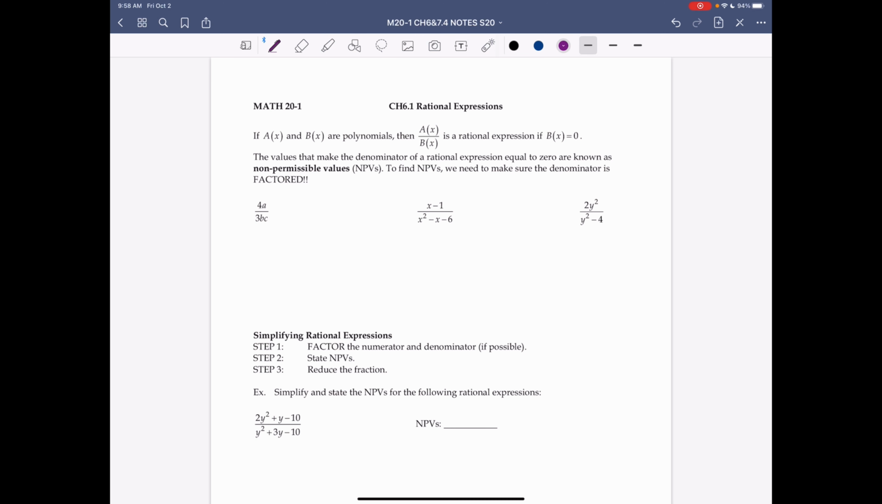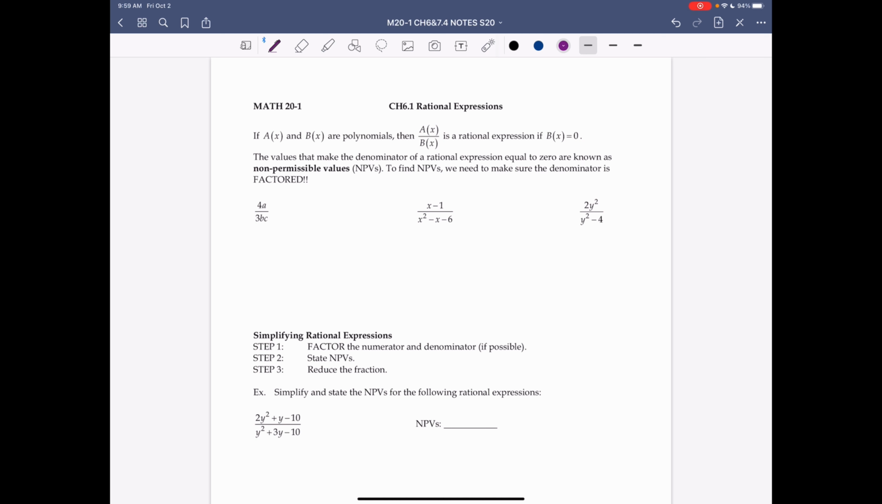Chapter 6.1 Rational Expressions. If a of x and b of x are polynomials, then a of x divided by b of x is a rational expression if b of x is not equal to 0. The values that make the denominator of a rational expression equal to 0 are known as non-permissible values. To find NPVs, non-permissible values, we need to make sure the denominator is factored.